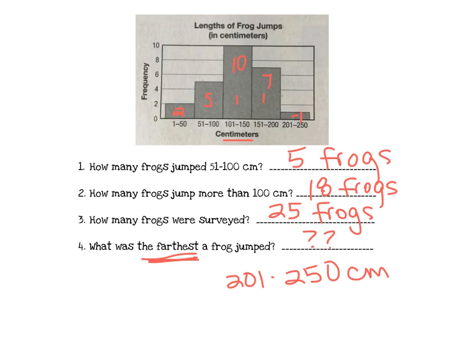So that's the downfall. If you're just looking at the histogram, you can't really tell the exact pieces of data. We just kind of have that generalized number. We just know there was 1 frog that jumped from 201 to 250 centimeters. Okay, so that's a downfall. So be careful when you're answering questions looking at a histogram so that you're doing that accurately.